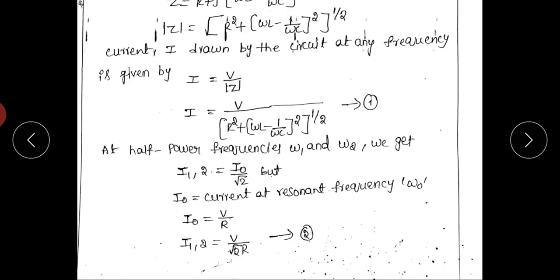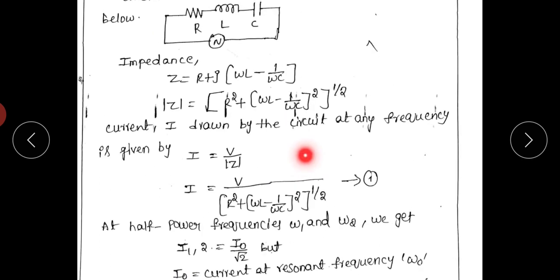Next, at half power frequencies, omega 1 and omega 2 are the angular frequencies. First, at the lower cutoff frequency, the current I1 equals I0 by root 2. Here I0 is the current at the resonance frequency, which is the maximum value. Assume the resonance frequency is omega naught. At resonance frequency, the net reactance value equals 0, so the total impedance value equals R.